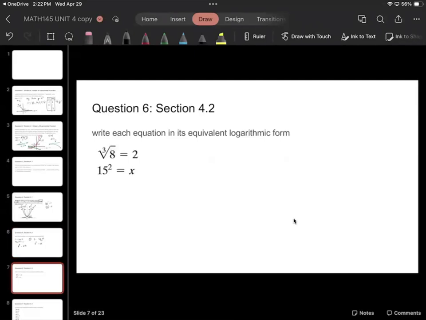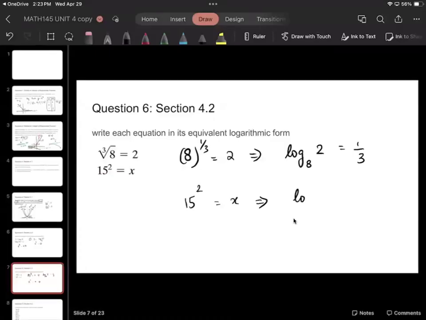Again, we're writing it in the logarithmic form. You can rewrite this as 8 to the power of 1/3 is 2, just so that you can see the exponent as a rational exponent rather than a radical. And then when you rewrite it, this is going to be log of 2 to base 8 is 1/3. Okay. 15 to the power of 2 is equal to x can be written as log x base 15 is equal to 2.